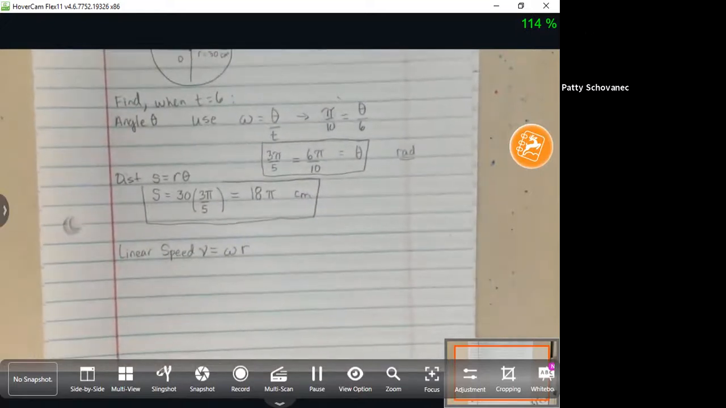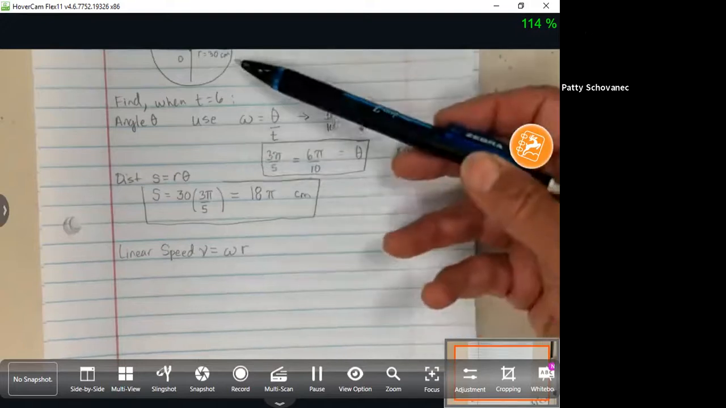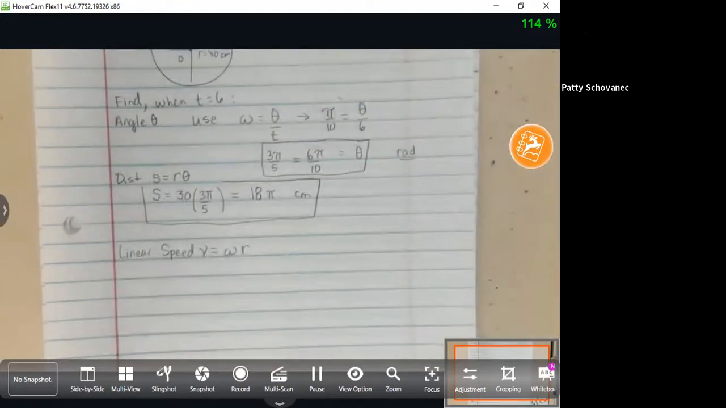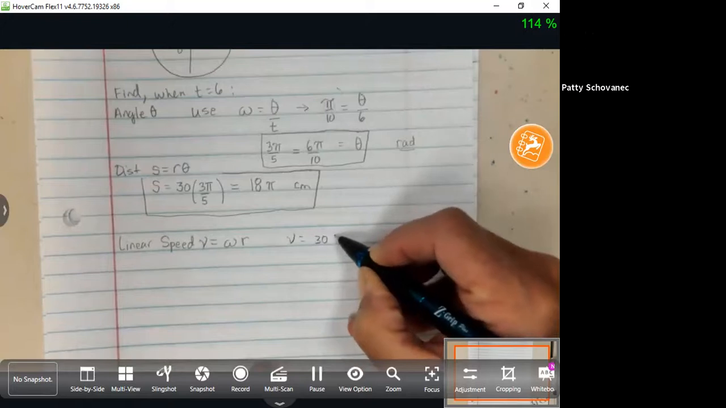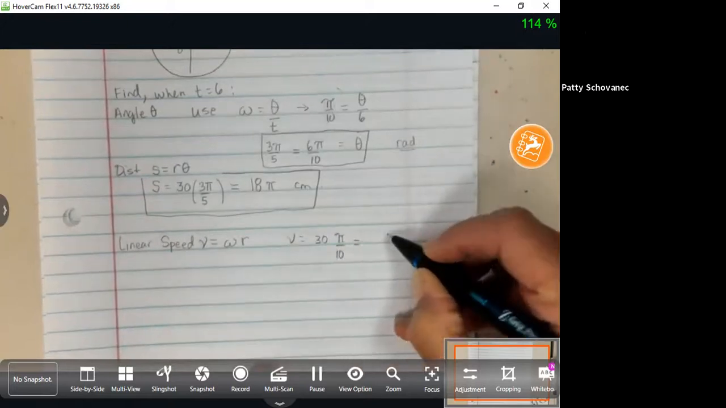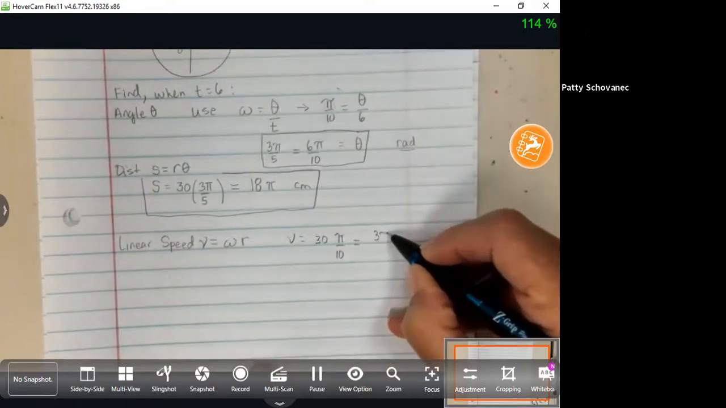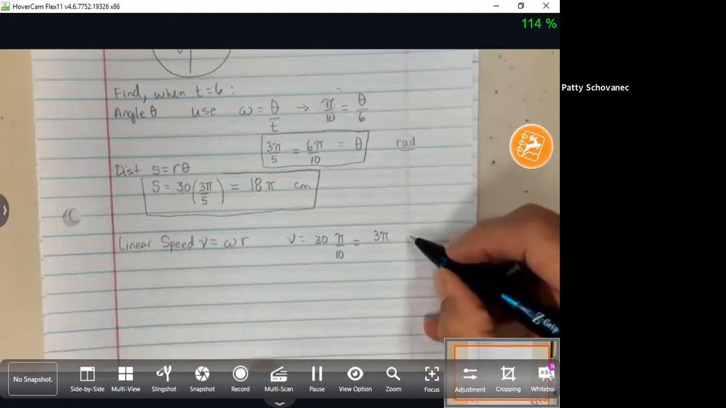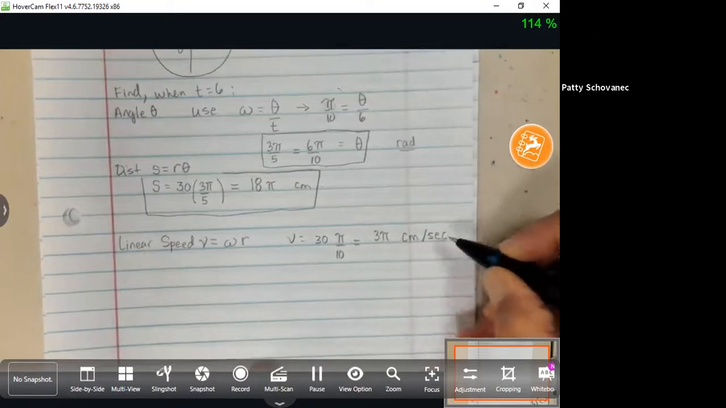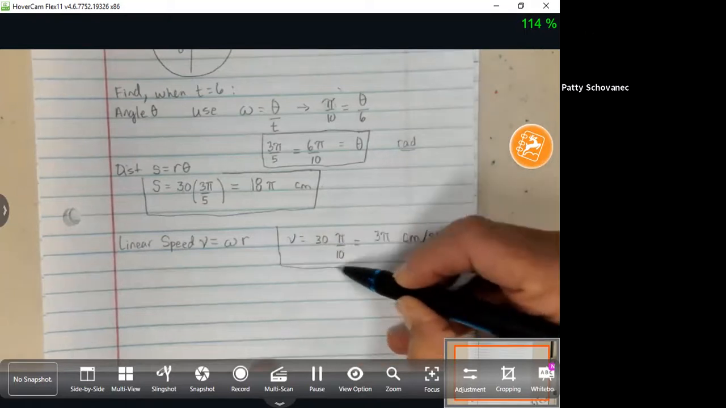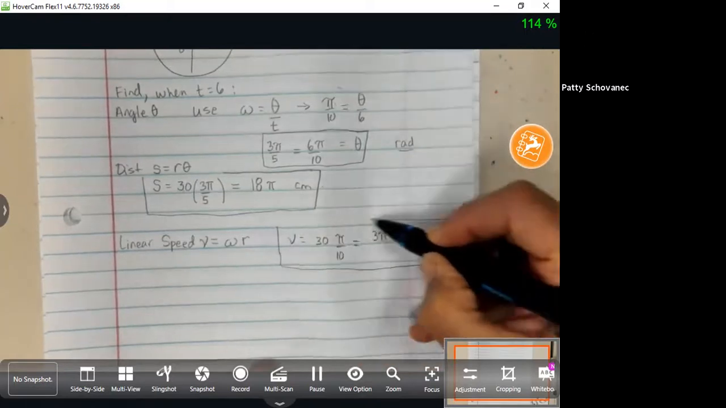Okay, so the linear speed then is the omega that we were given, pi over 10, times the radius that we were also given, 30 centimeters. So our linear speed is just 30 times pi over 10. The 10 divides into 30 and leaves me 3 pi, and that's now a linear speed. So that's going to be centimeters per second. Does that make sense to everybody?